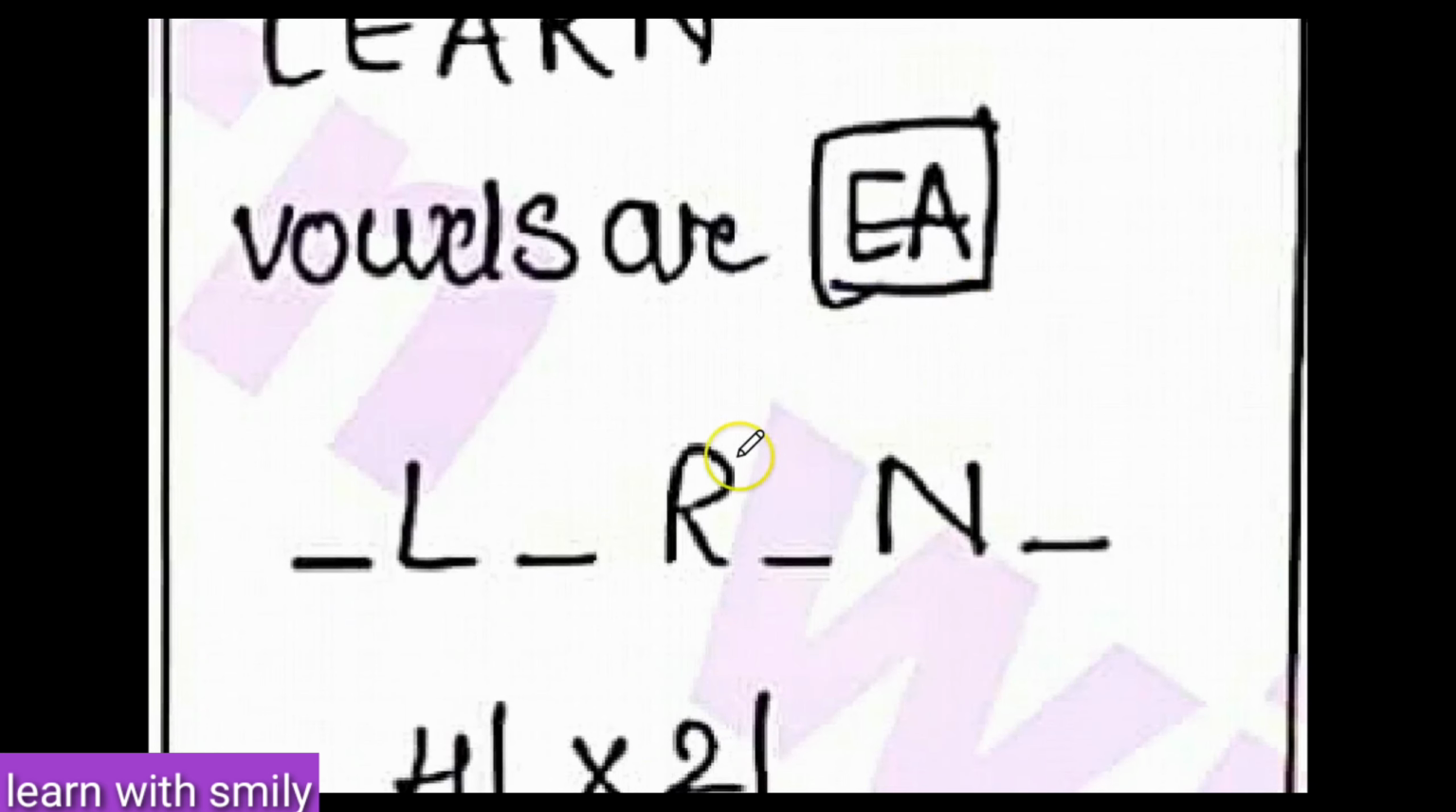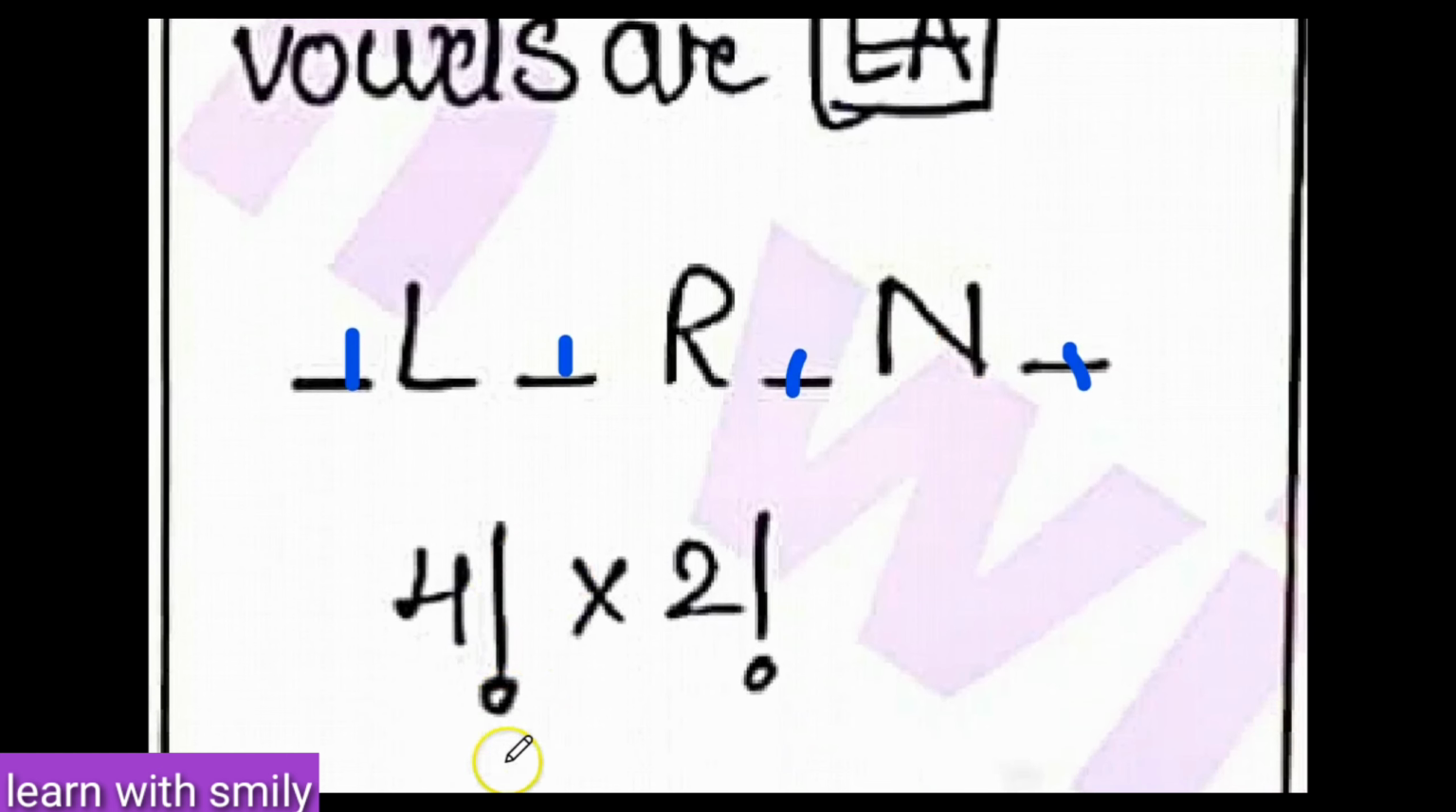So remaining are L, R, N, right? So L, R, N can be written like this. There are spaces between, because E and A can be arranged as a unit either here or here or here or at the last place, right? If you are arranging it here, it will be E, A, L, R, N, or if you are arranging it here, it will be L, E, A, R, N. So there are 4 ways how we can arrange EA, right? So that's the reason we'll write 4 factorial.